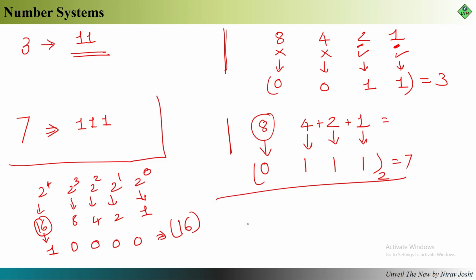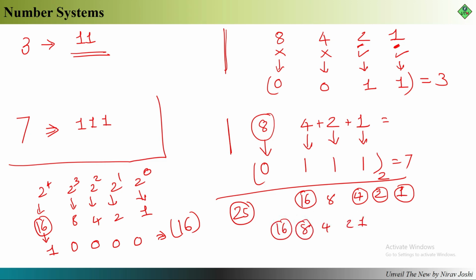Similarly, if you want the binary of, let's say, 25. So 16 8 4 2 1. How do we get 25? What is 16 plus 4? That is 20. 20 plus 2 is 22. 22 plus 1 is 23. So we will not get 25. Again we write 16 8 4 2 1. 16 plus 8 is what? 24. 24 plus 1 is 25. So we will keep these three ones: 1 1 0 0 1. So this becomes the binary of 25.